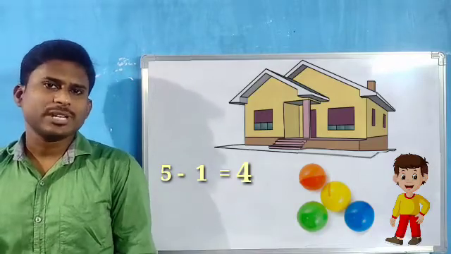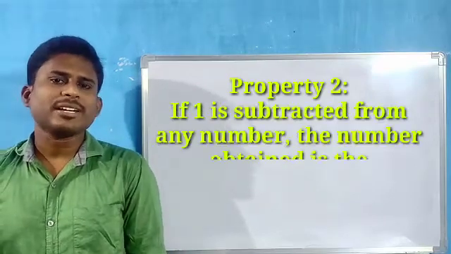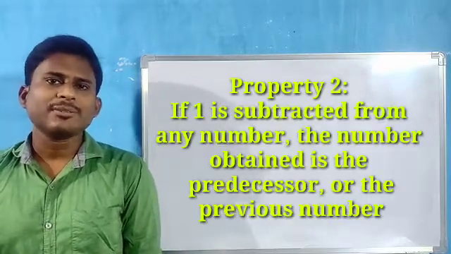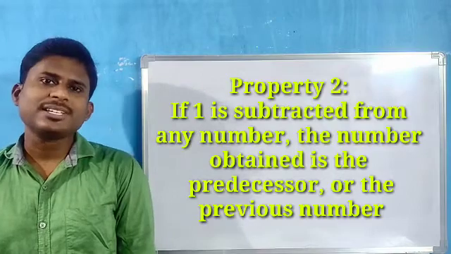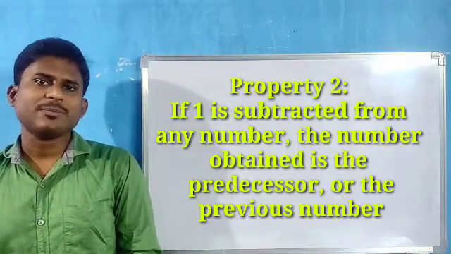So this is your second property of subtraction, children. If 1 is subtracted from any number, the answer, meaning the difference, will be the predecessor, children. That is, the number before it. Understood, children? This is your second property.